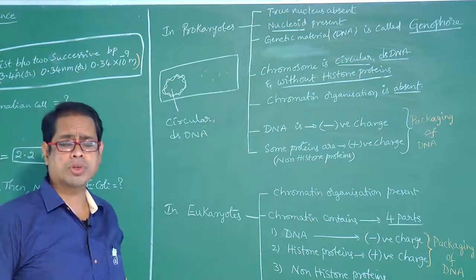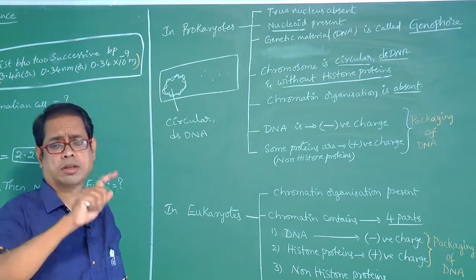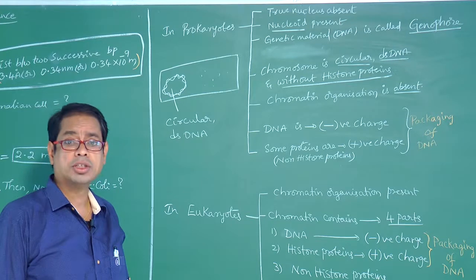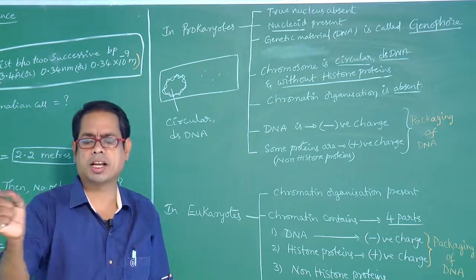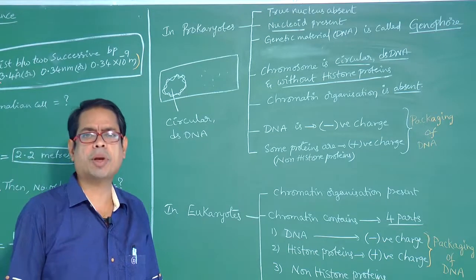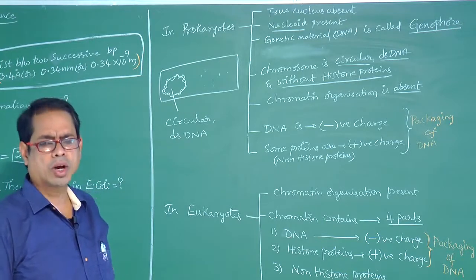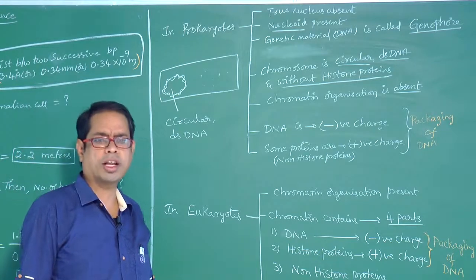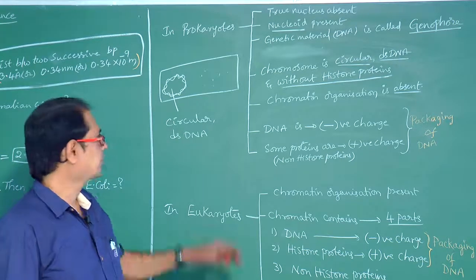The number of chromosomes in a bacterial cell we have to say is 1. This chromosome is nothing but the genophore. Number of chromosomes in each bacterial cell is 1, and number of genophores in each bacterial cell is 1. Do you find any nucleosome organization? No. Do you find any chromatin organization? No. So no chromatin organization.